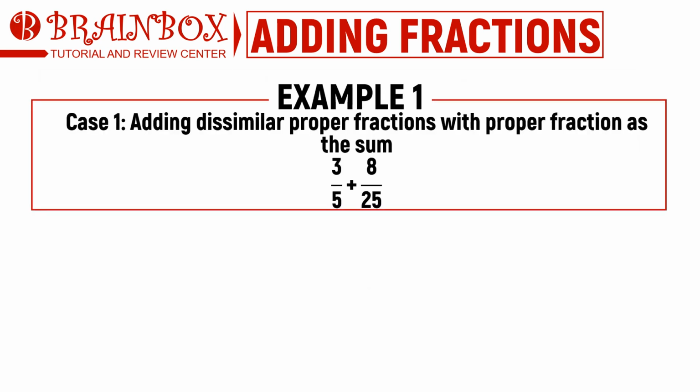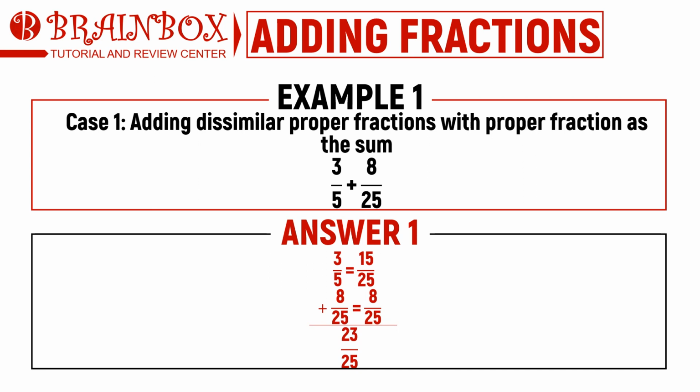Case 1. Adding dissimilar proper fractions with proper fraction as the sum. Example: 3/5 plus 8/25 equals 15/25 plus 8/25 equals 23/25. When adding dissimilar fractions with proper fraction as the sum, we must first convert the fractions to similar fractions. Then, we can proceed to adding the numerators and retaining the denominator.